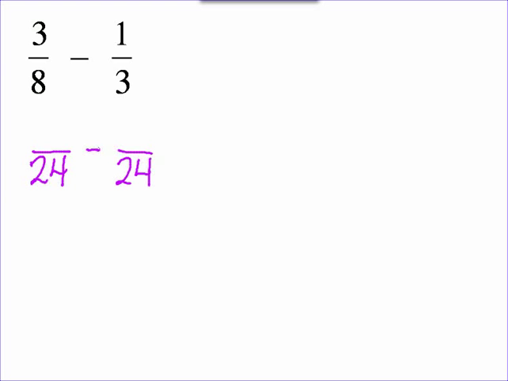So now 8 times what gives me 24? So I'm going to multiply this by 3 over 3. So 8 times 3 is 24. 3 times what is 24 here? 8. So I'm going to multiply this by 8 over 8. So 1 times 8 is 8. 3 times 8 is 24.